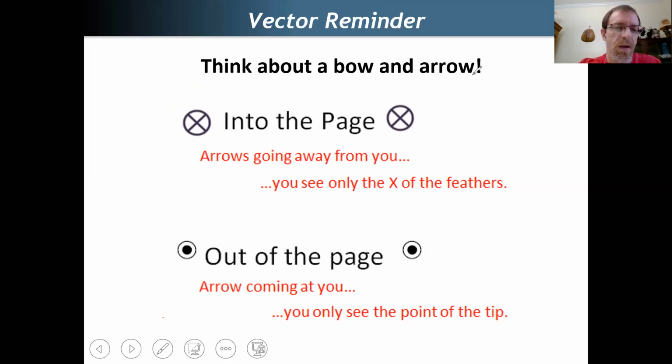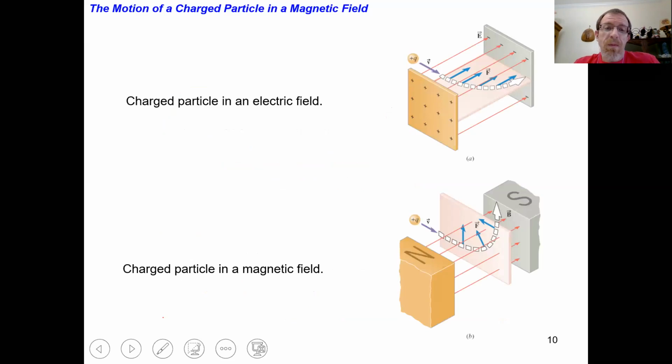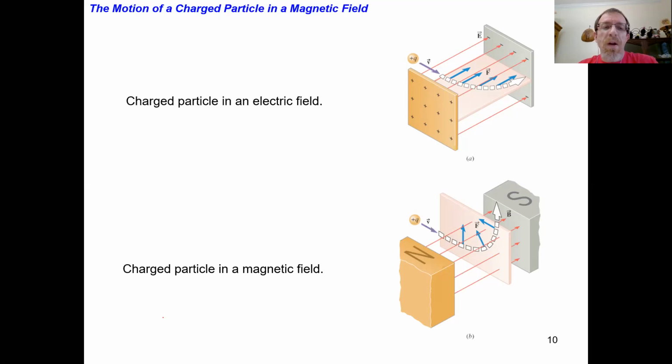And then what we have next is, we'll look at the behavior of a charged particle in an electric field versus the behavior of a charged particle in a magnetic field. So up at the top, we see our charged particle moving in an electric field. And we can remember that the force on a charged particle is equal to Q times E. So the direction of the force there is either in the direction of the electric field or in the exact opposite direction, depending on whether the charge is positive or negative.